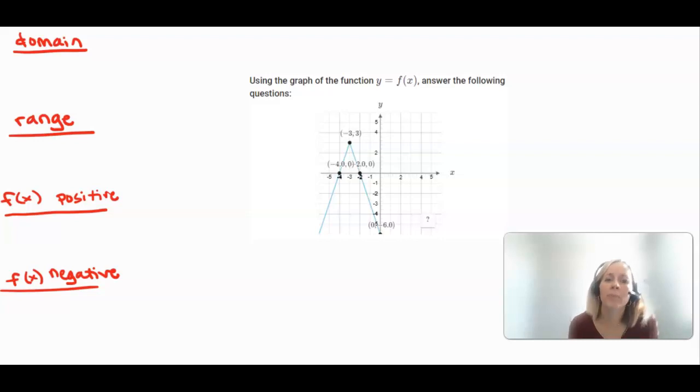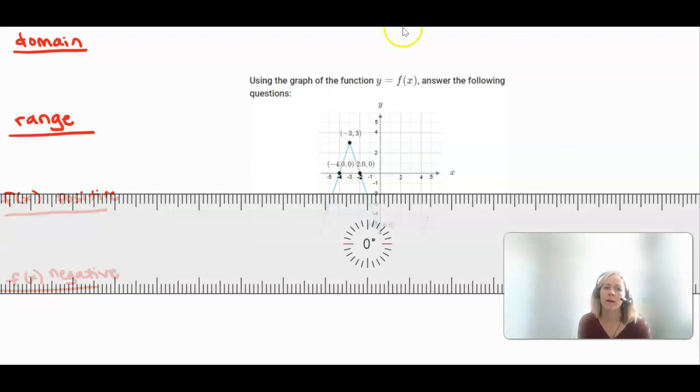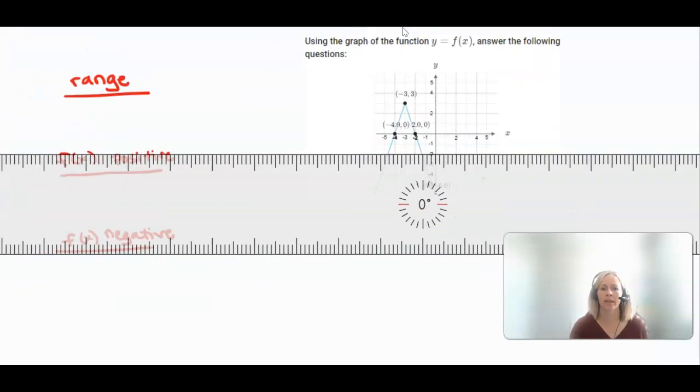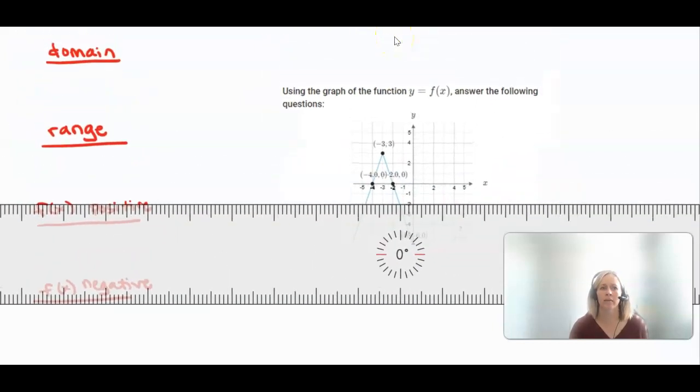In this video, we will be looking at this function. We'll be finding the domain, we'll be finding the range, we'll be finding where f of x is positive or y is positive, and where f of x is negative. So let's go ahead and we're going to start with the domain.